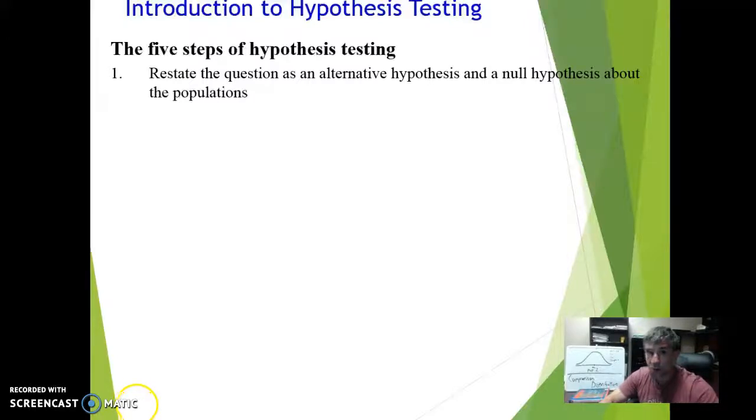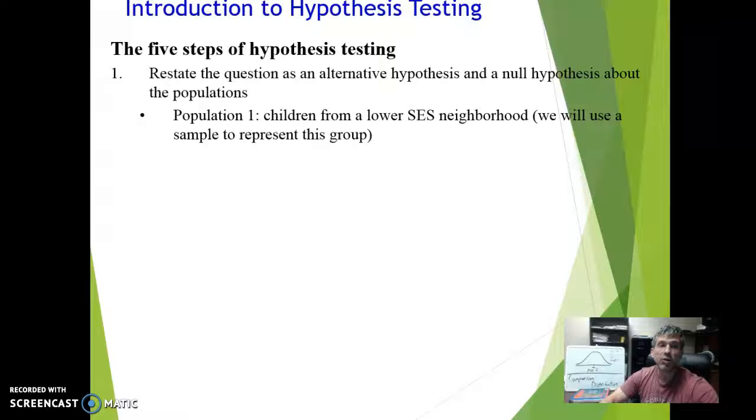But first we need to figure out what those populations are. Population 1 is generally the one represented by our sample. Here, that would be kids from a lower SES neighborhood. Now note that we are talking about the population. We're talking about every single kid from a lower SES neighborhood, not just the 16 in the sample.